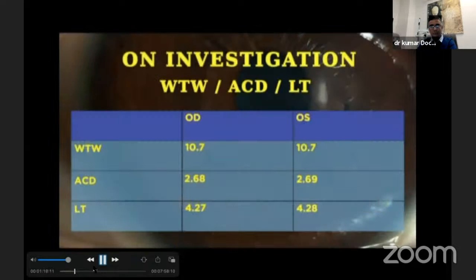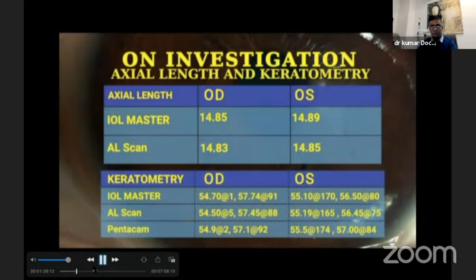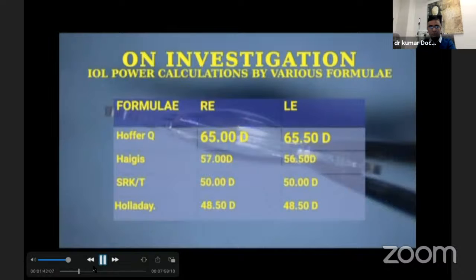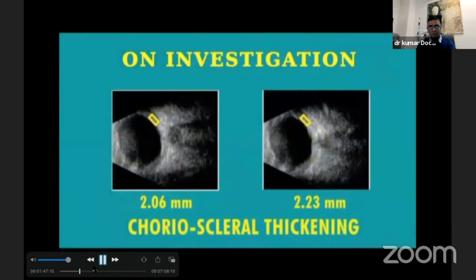Her white-to-white diameter was 10.7, her ACD 2.68, and her lens thickness 4.27 in both eyes. Her axial length in OD was 14.85 and OS 14.89. Her average keratometry in both eyes was 56, a very steep cornea. IOL power calculation by different formulas varied from 49 diopters to 65 diopters. B-scan showed a thick chorioscleral complex, 2.06 mm in the right eye and 2.23 mm in the left eye.